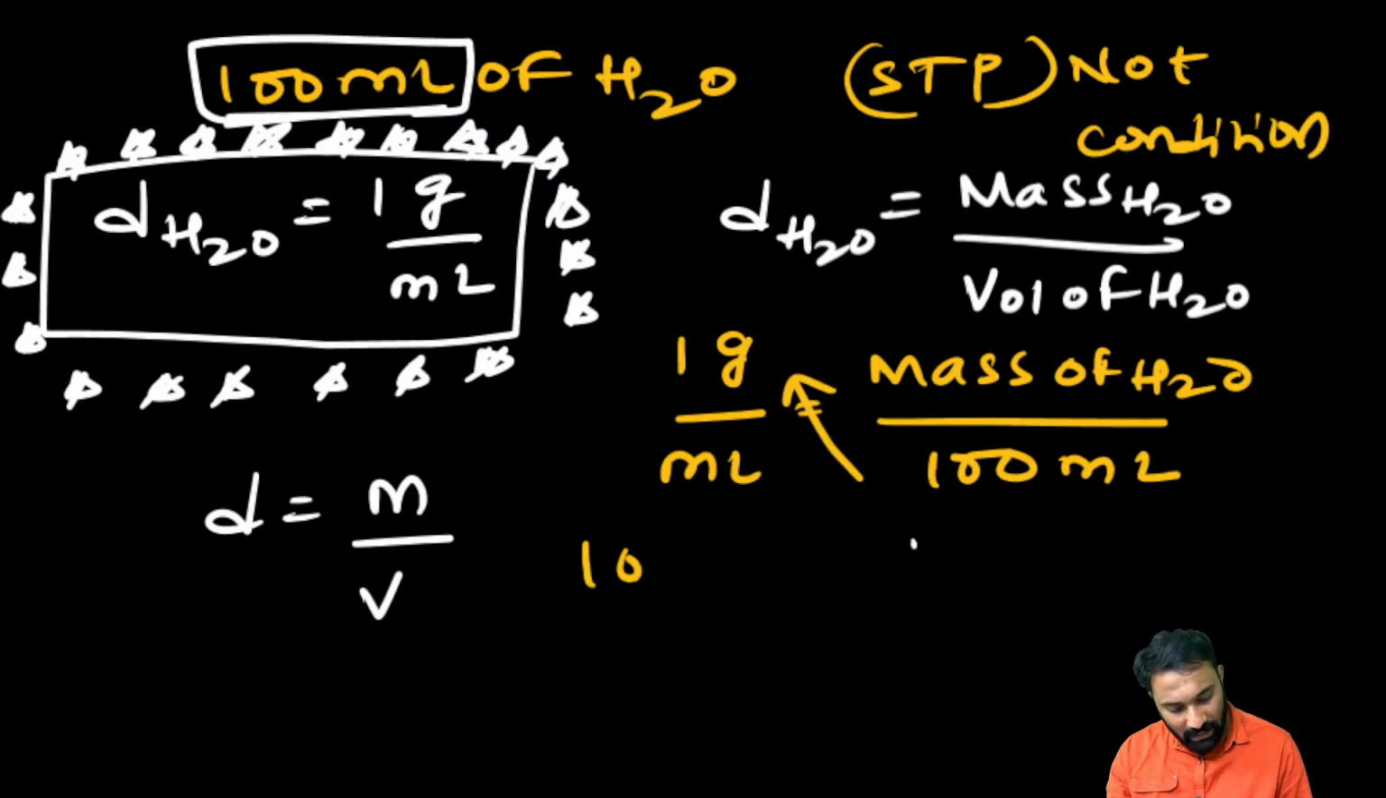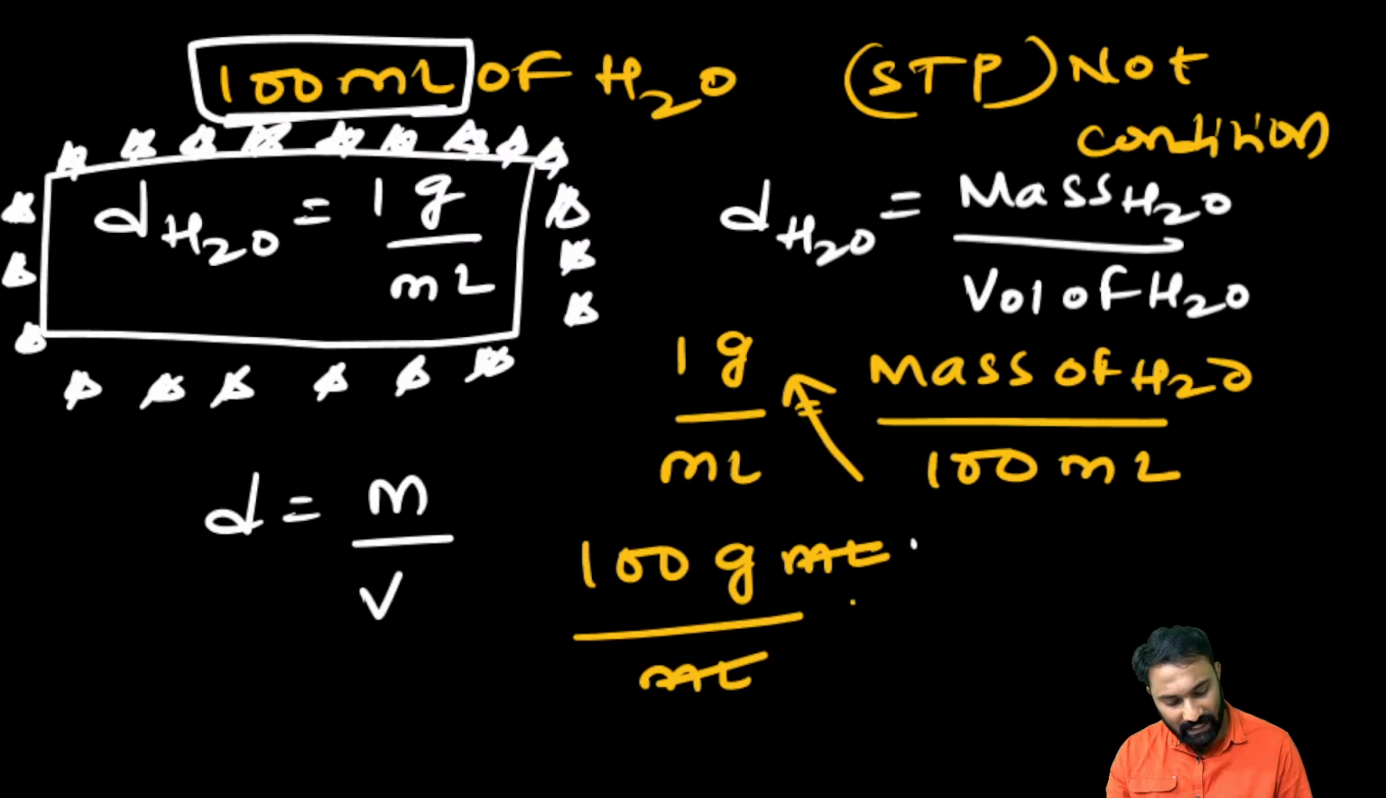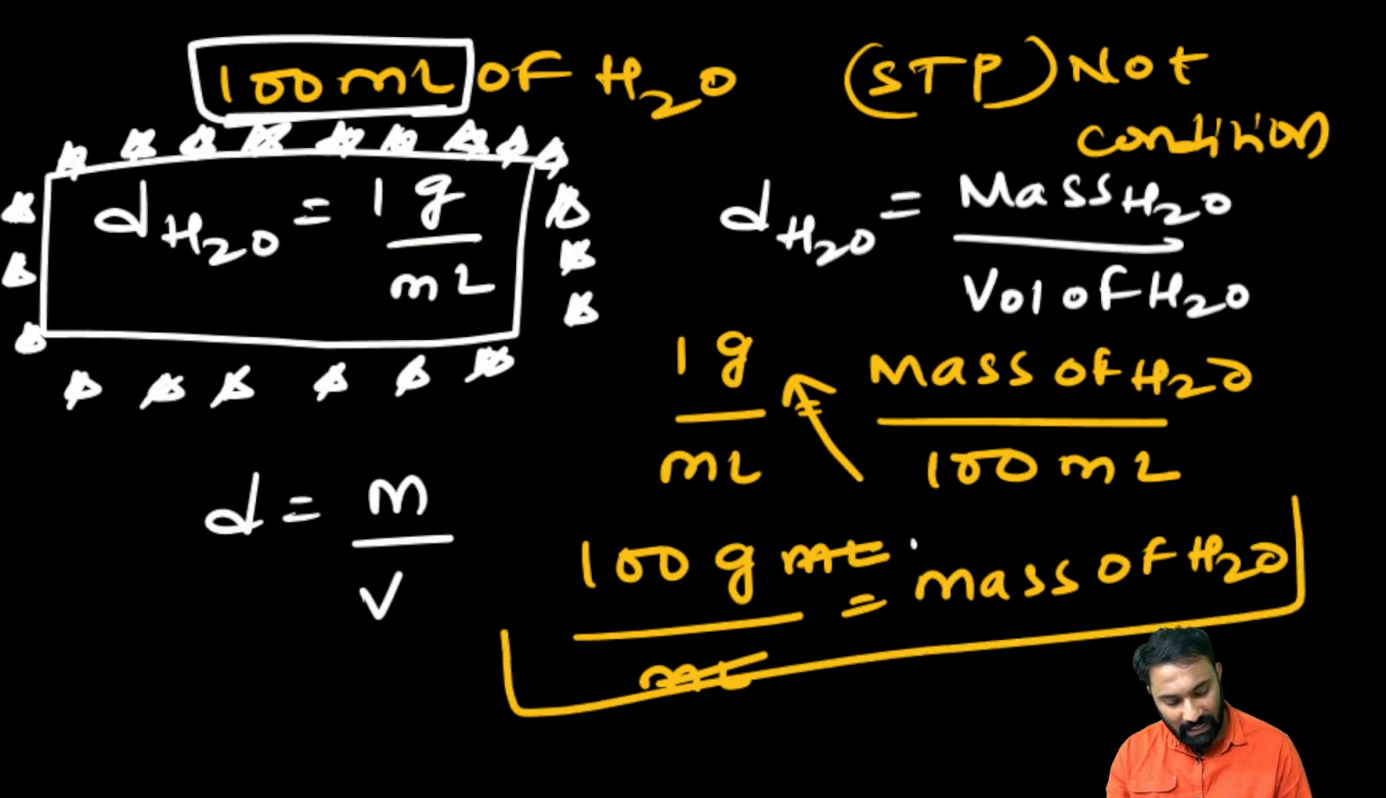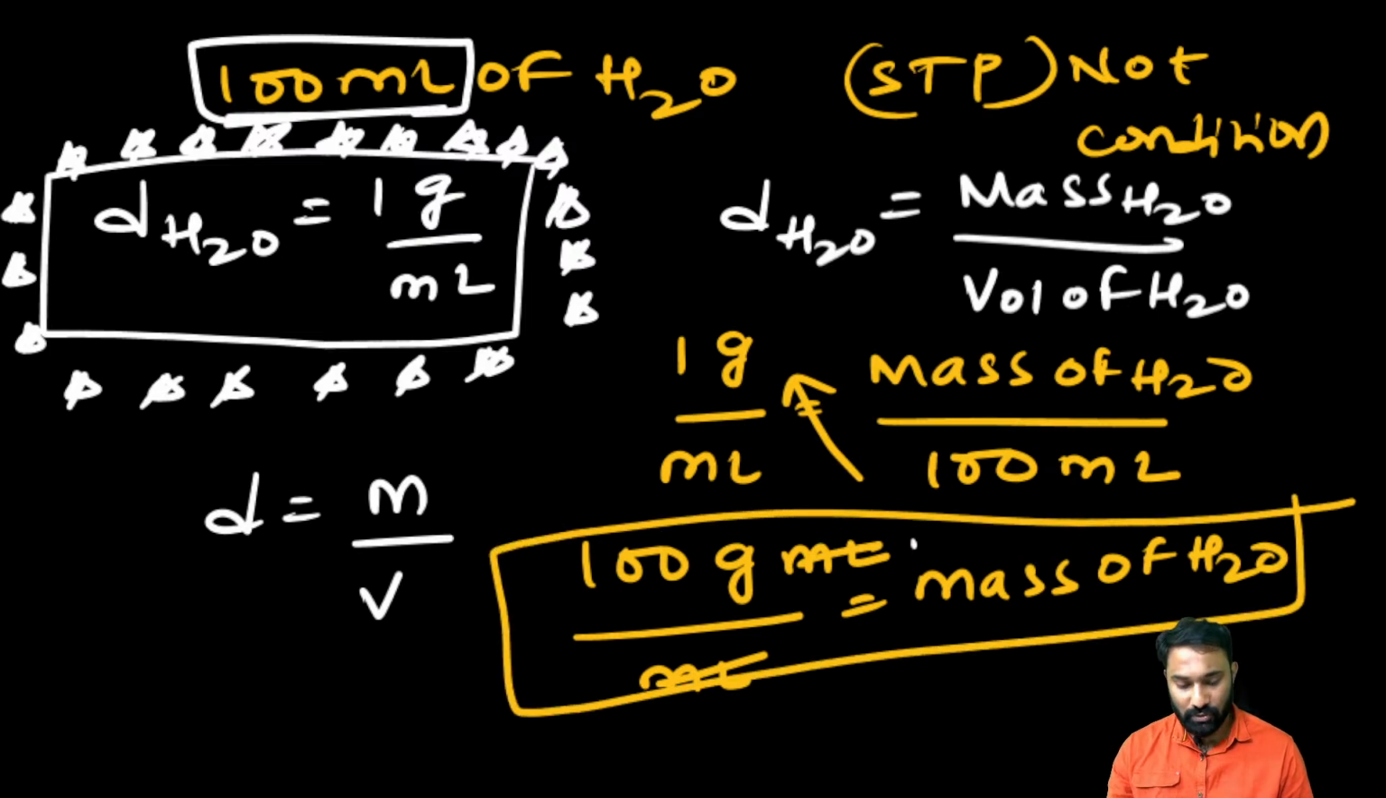Then what will happen? 100 gram by ml into ml. The ml gets cancelled, and the leftover will be the mass of the H2O. Mass of the H2O in grams, how much did we get? 100 grams. So however much volume they have given, that much weight will be present in that volume.